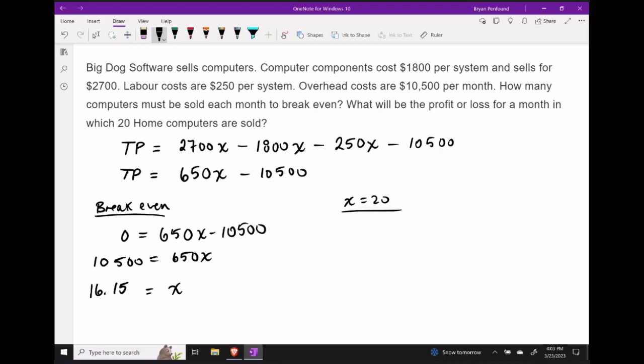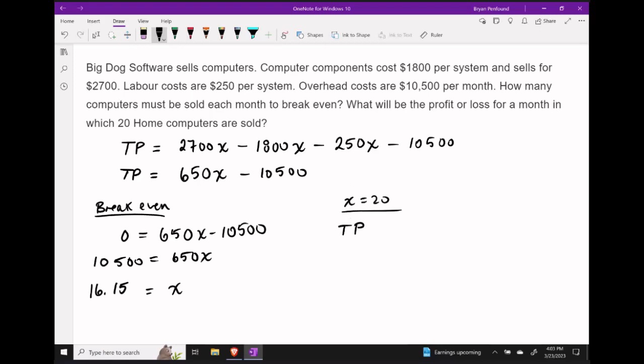Next, let's come back and answer the question about our profit or loss in a month where we actually sell 20 computers. Since 20 is bigger than our break-even point of 16.15, we do expect to see a little bit of profit here.